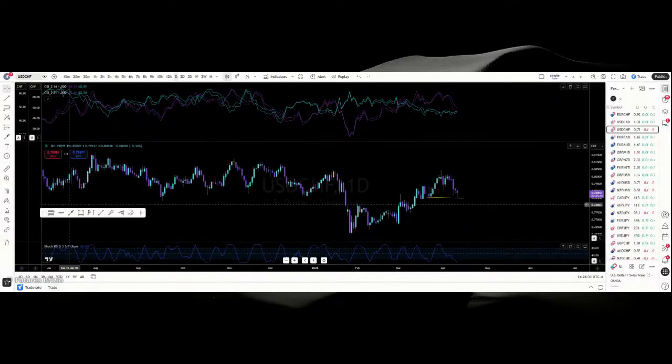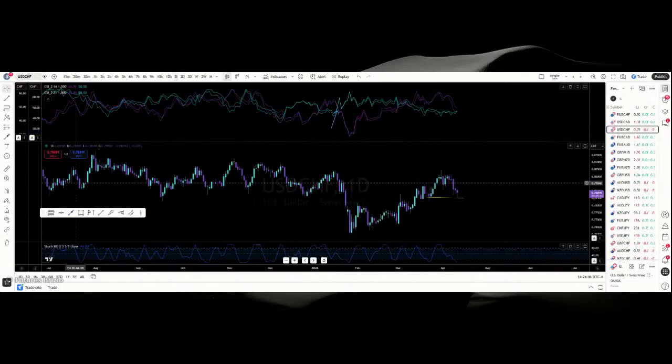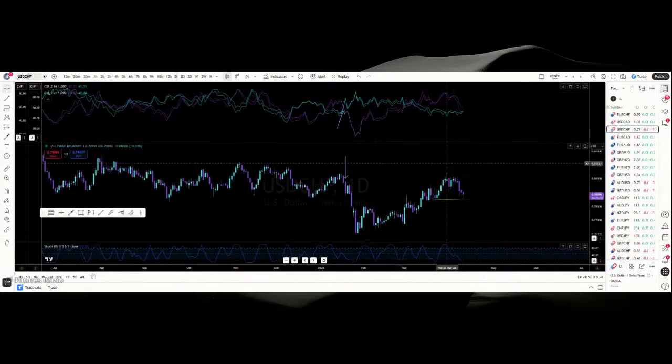Like we got this one right here. We get this down signal right here. And you can see the candle that it acted on was really this one right here. Basically this candle right here. That's realistically the one it gave you.